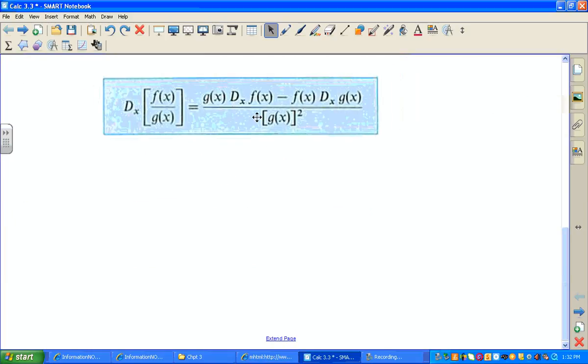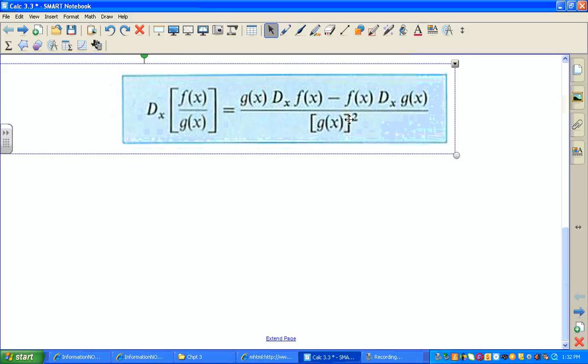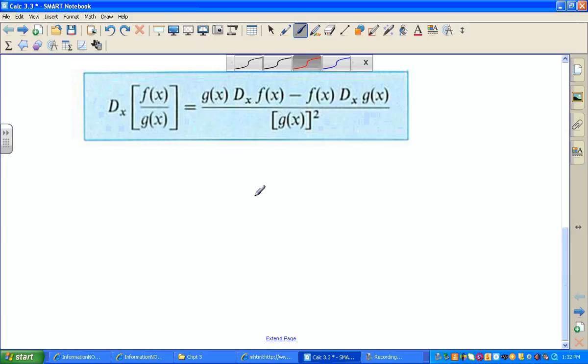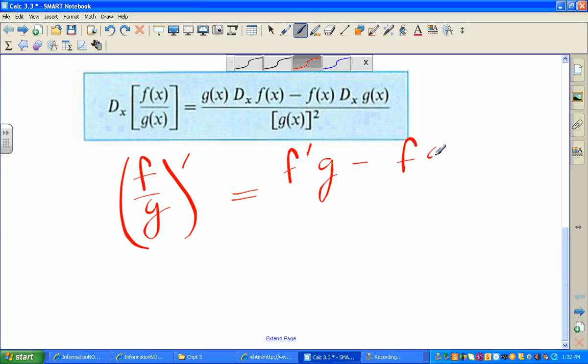Now, there's lots of ways of remembering this. The U of I kids didn't like this, but I don't know. The derivative of the quotient is the derivative of the numerator minus all over g squared. That's how we learned it. It had primes and other things in there, but that's basically the idea.